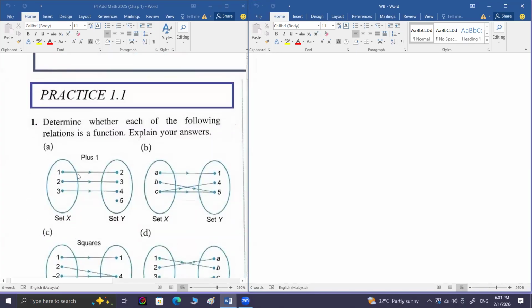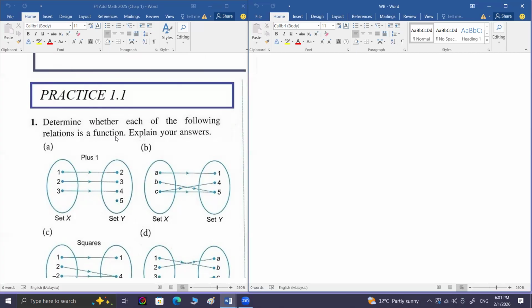First of all, you're asked to determine whether each of the following relations is a function. The relations given, all from A until D, we call them relations. So from the relation here, you have to state whether this is a function. What do I mean by a function? Okay, class, remember you have learned before.